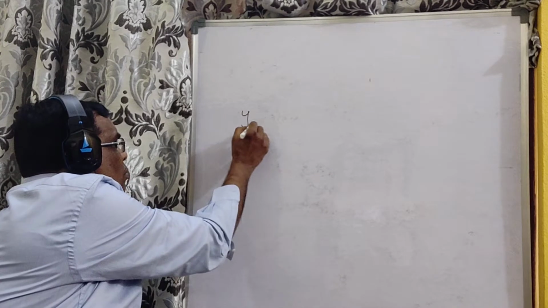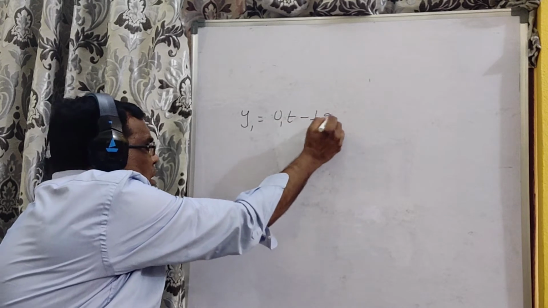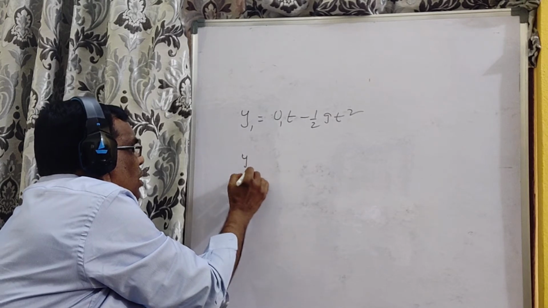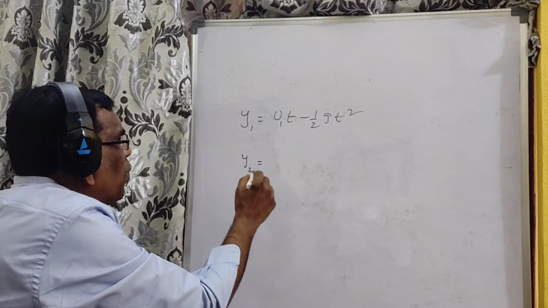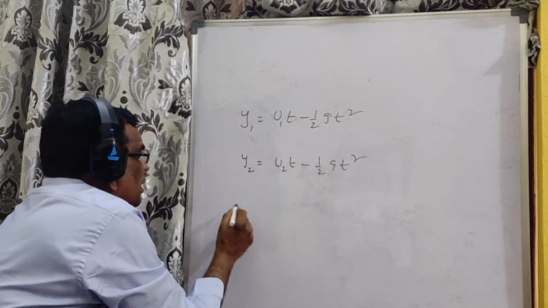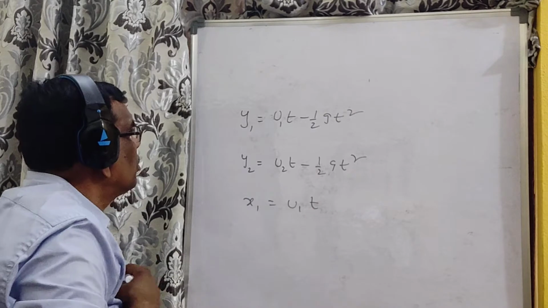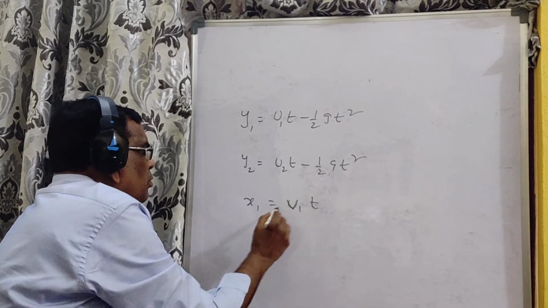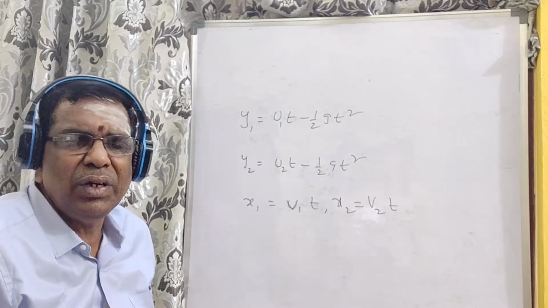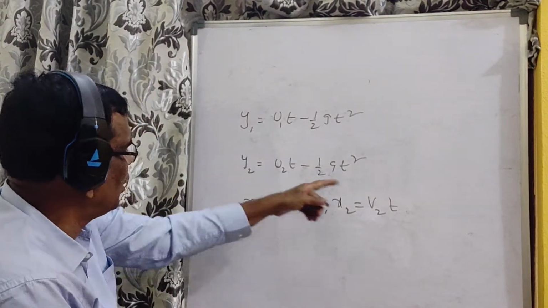One projectile means you have certain values. For example, y1 is equal to u1t minus half gt square, and y2 is equal to u2t minus half gt square, simultaneously I'm talking about. And x1 is equal to, not u1, this could be v1t, x2 is equal to v2t. This is the general way we take projectile equations. You know that y is ut minus half gt square.